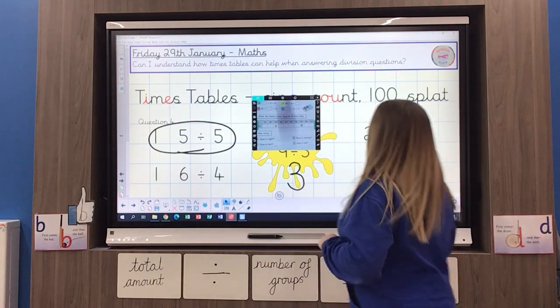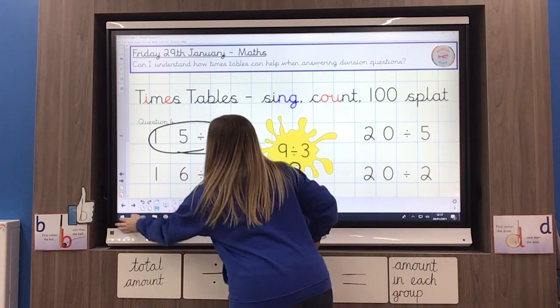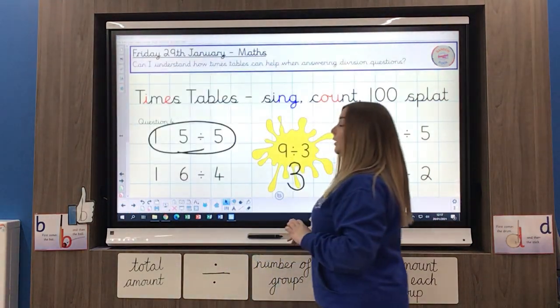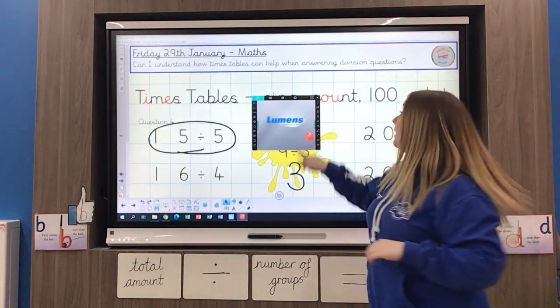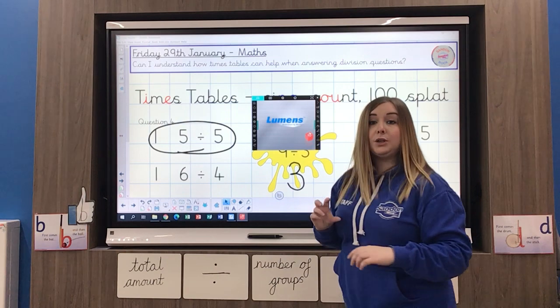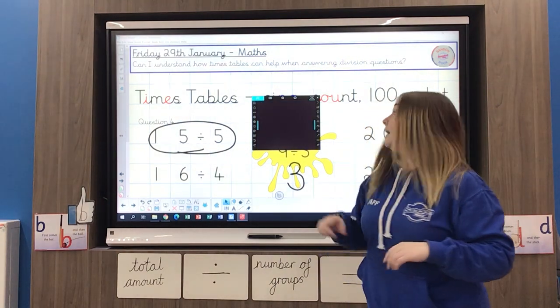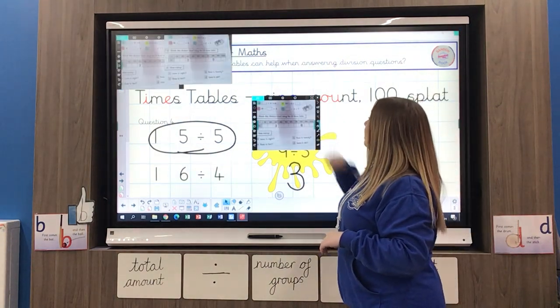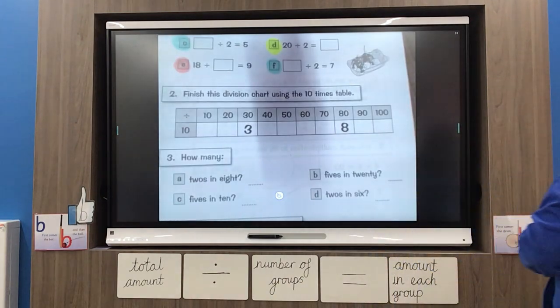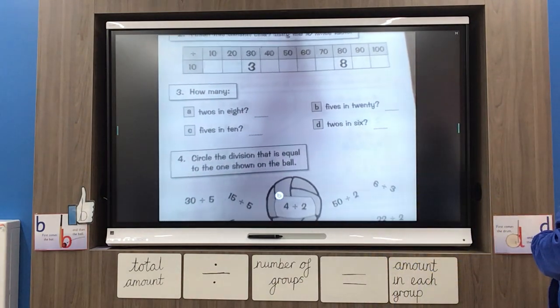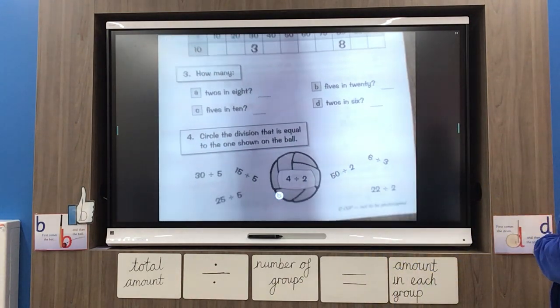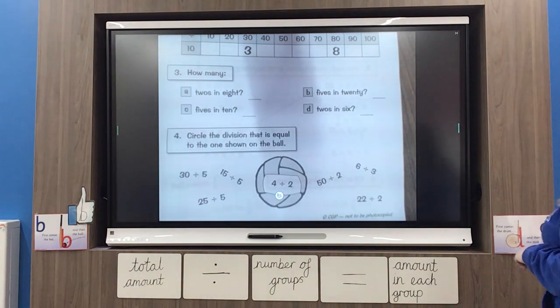So your last question, you've got to look at the ball in the middle, figure out the answer, and then circle the other division fact that has the same answer. Okay?